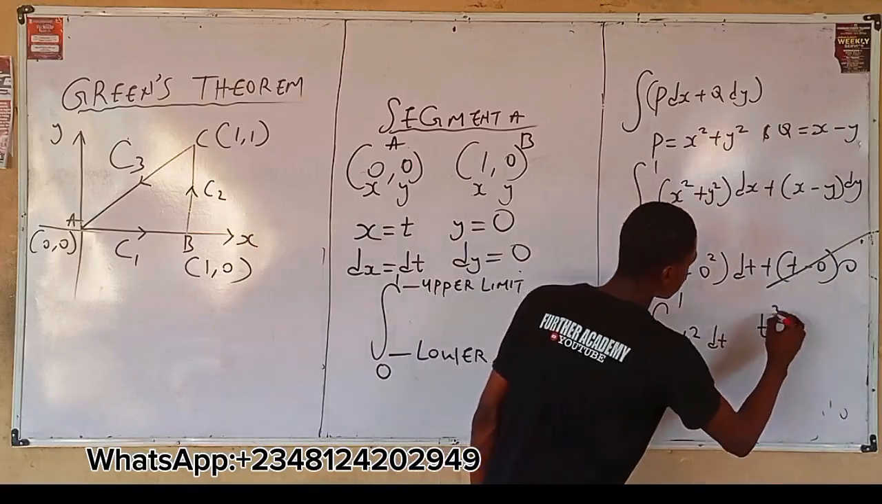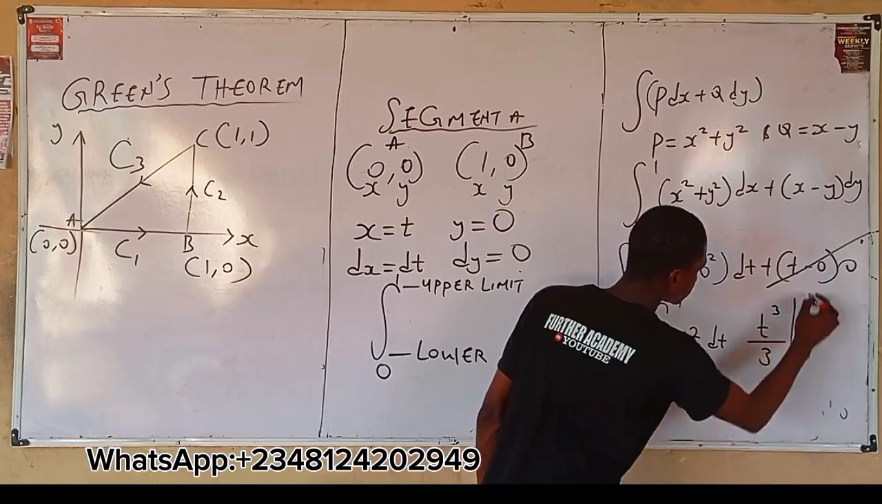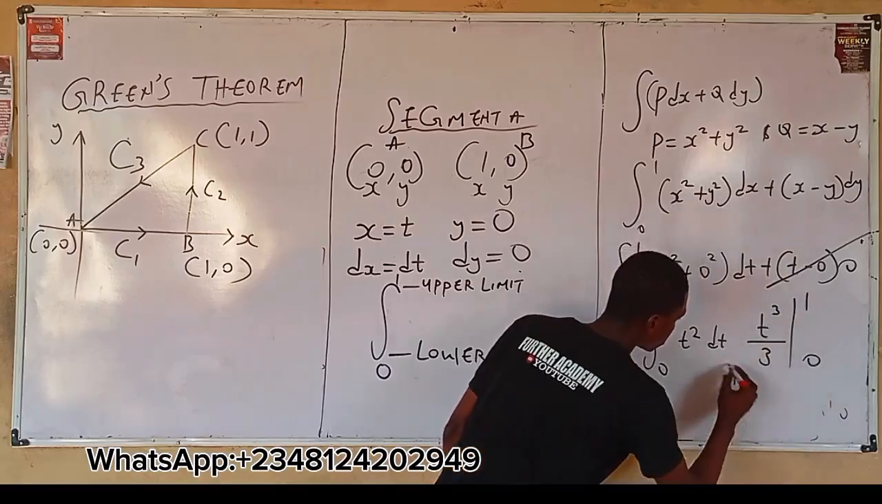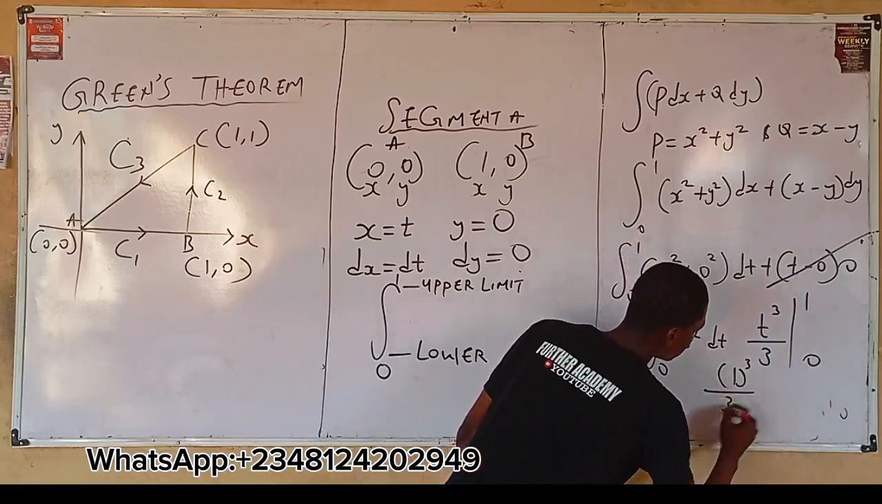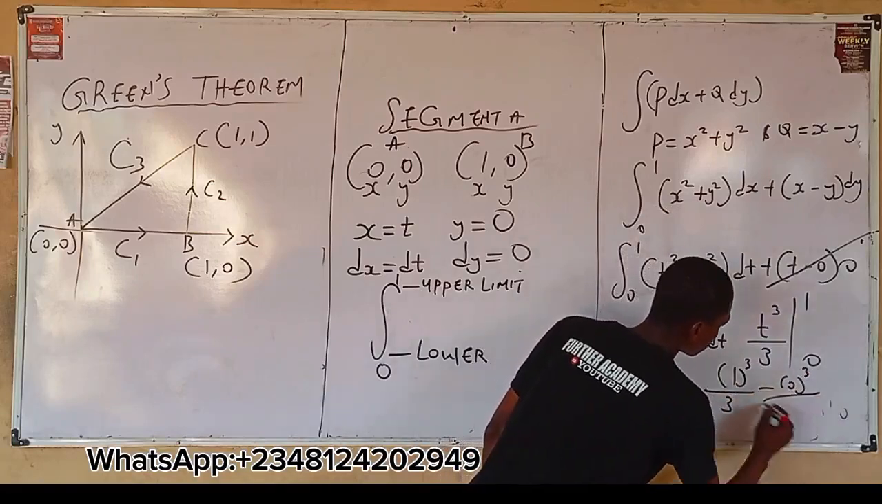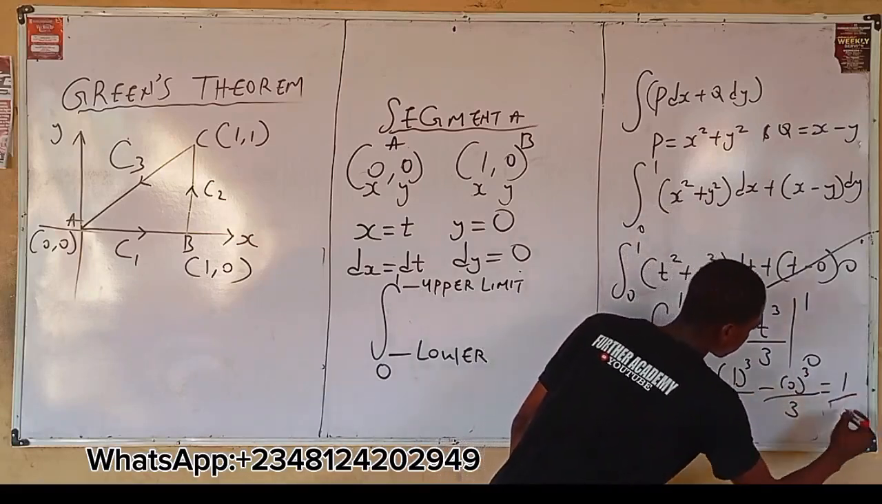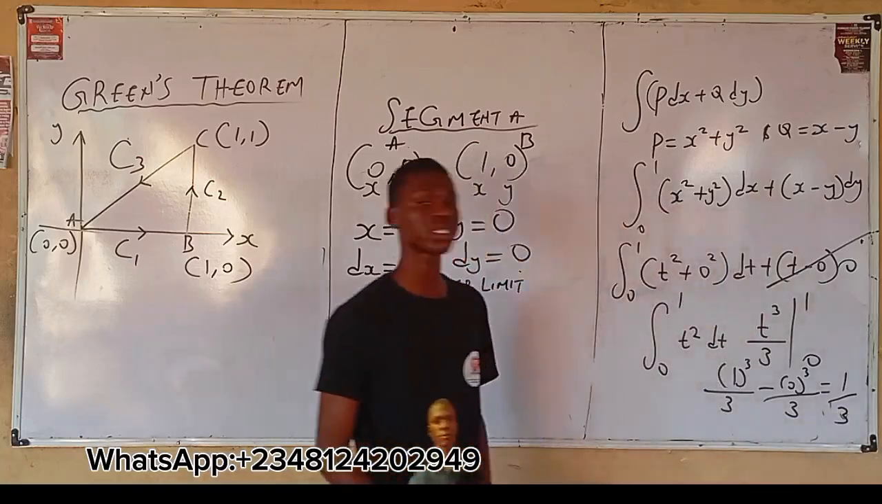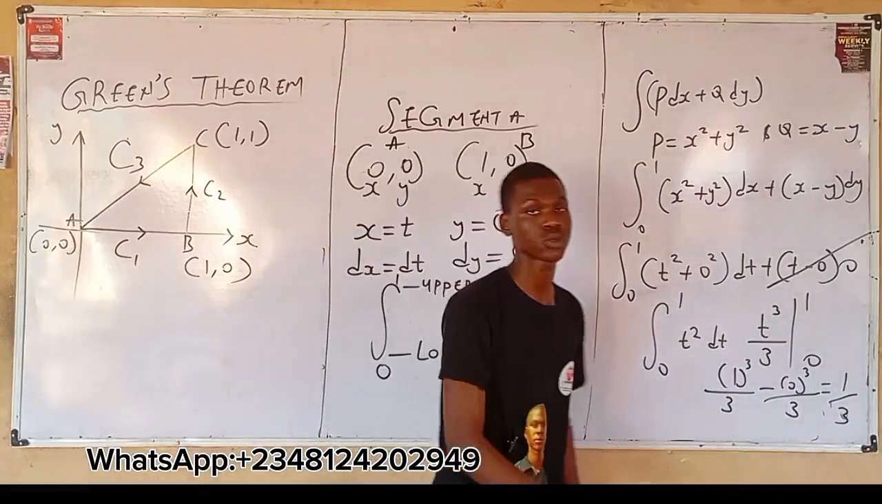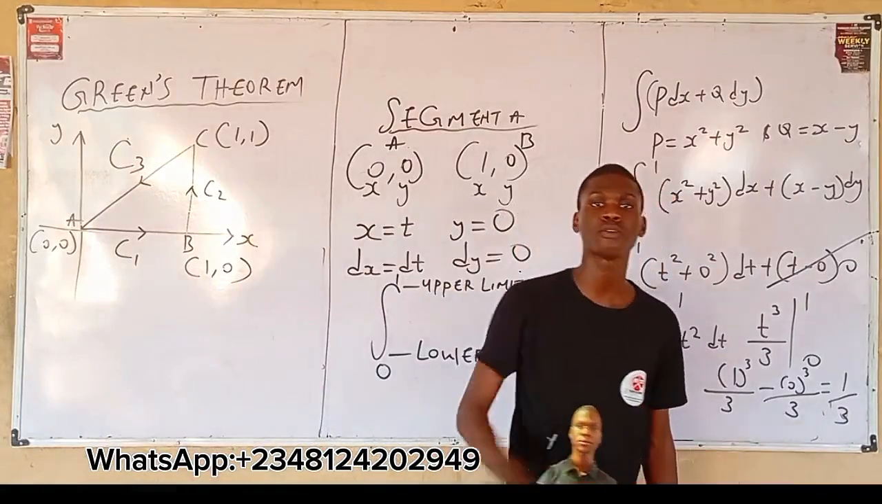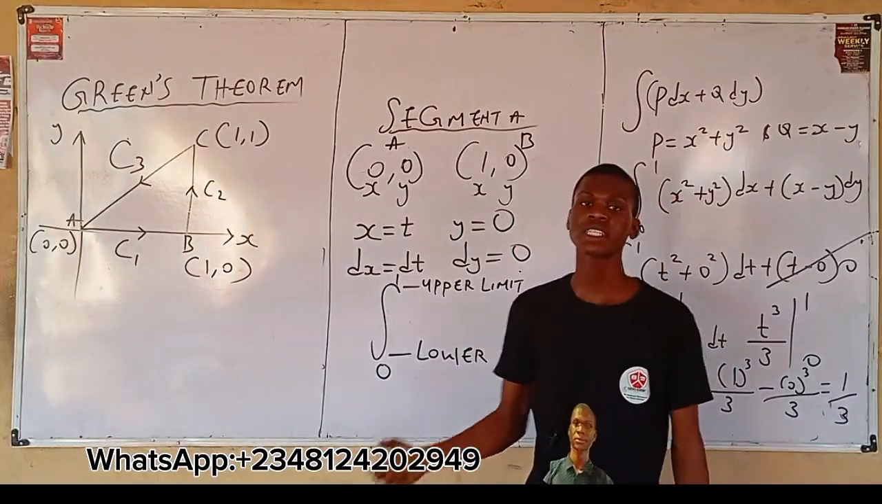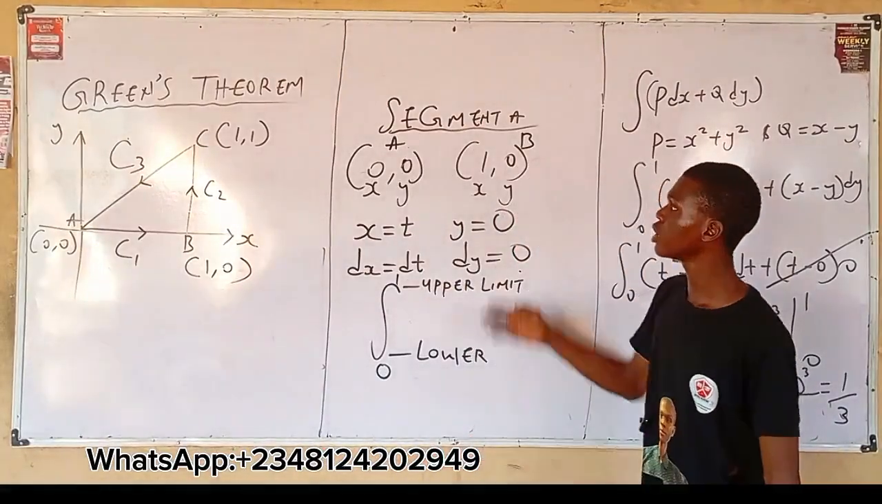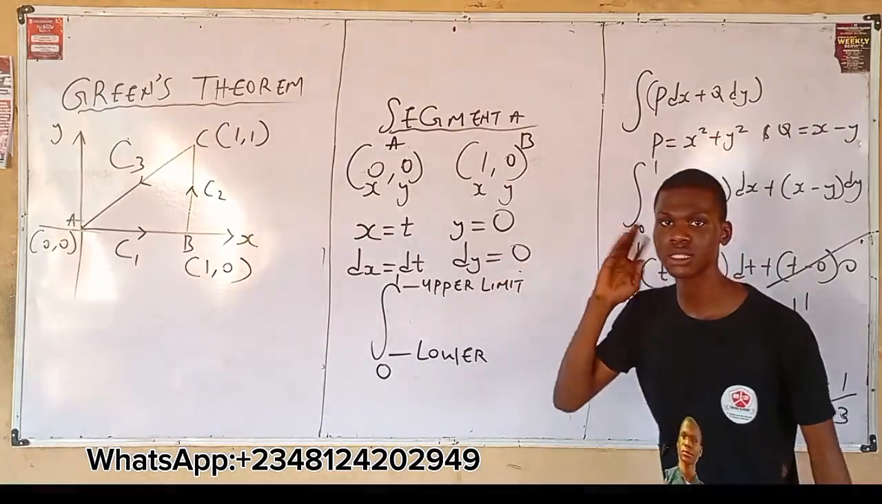Integrate, meaning t cubed over 3. Introduce your limit 1 to 0. 1 cubed over 3 minus 0 cubed over 3, which equals 1 over 3. Now you see that this is actually easier compared to the first one that will make use of the parameterization formula. So what we are saying is that instead of using your parameterization formula, you can actually work it out like this, understanding the concept.